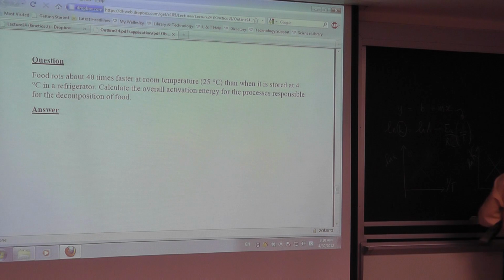Now K2, let's say, is room temperature. So let's make this ln of 40 equal to minus E sub A over R, times 1 over T2, which is 1 over 298, minus 1 over 277.